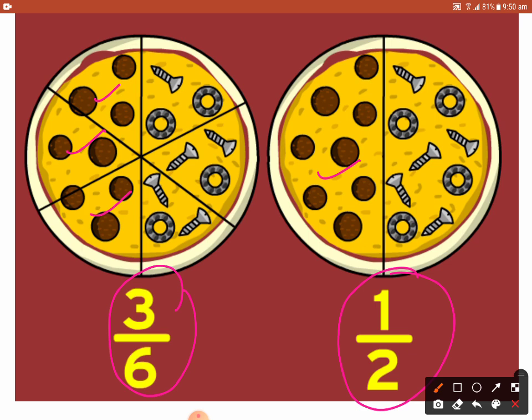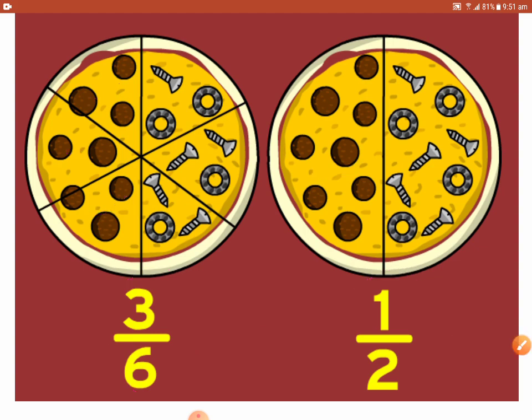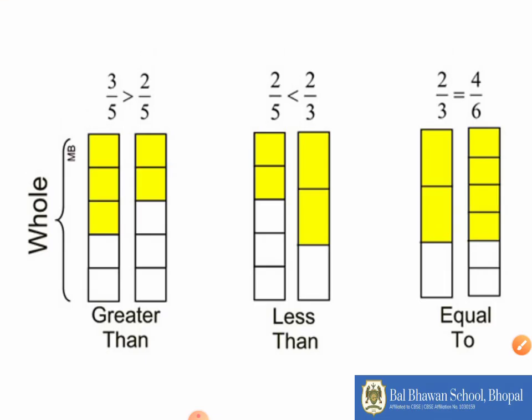And just by looking at the picture, we can easily identify that they both mean the same, that is eating 3 parts out of 6 equal parts or having 1 part out of the 2 equal parts of a same size of a pizza will be same, which means that 3 upon 6 is equal to 1 upon 2. Let us learn some more examples.